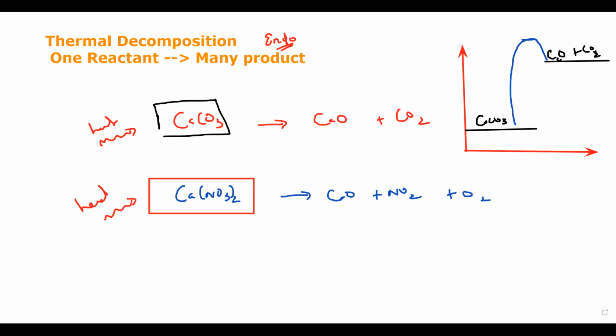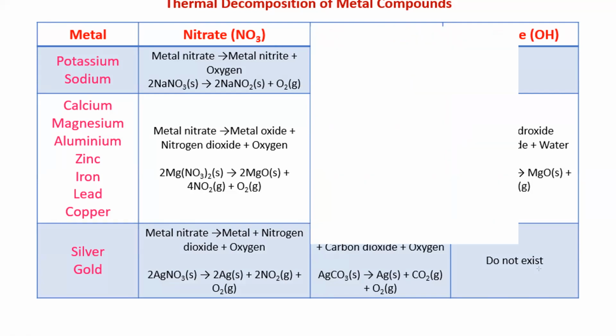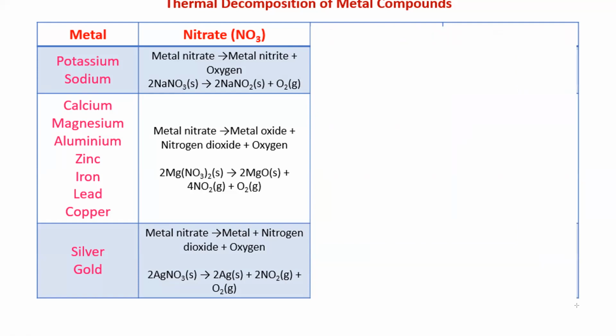So the thermal decomposition of nitrates, carbonates, hydroxides, what will be the product? Again, you have to learn. For example, if you have a metal nitrate, like potassium nitrate, sodium nitrate, calcium nitrate, magnesium nitrate, and you're supplying the heat energy, what will be the product if you have potassium nitrate? It is according to the reactivity series.